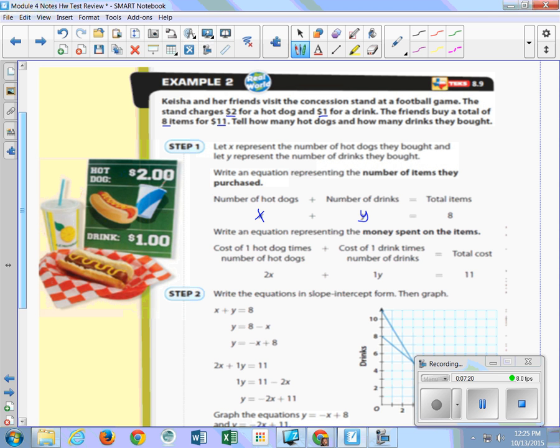So let's write an equation representing the money spent on the items. Well, they spent $11. They bought so many hot dogs and so many drinks. We don't know how many hot dogs, we don't know how many drinks, but we know how much they cost. So that's 2x and 1y. $1 for drinks and $2 for a hot dog.